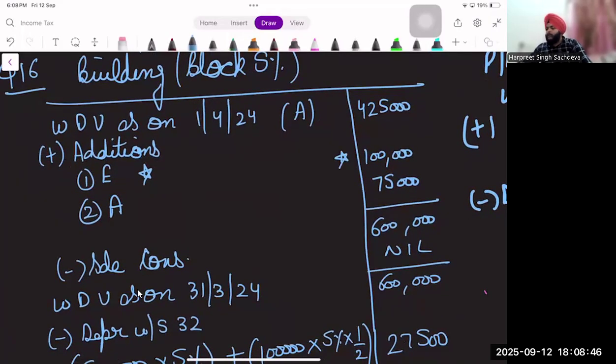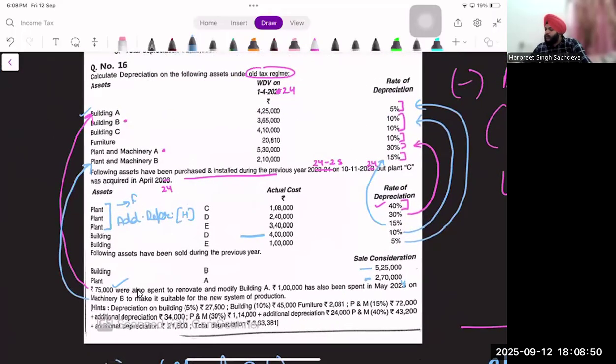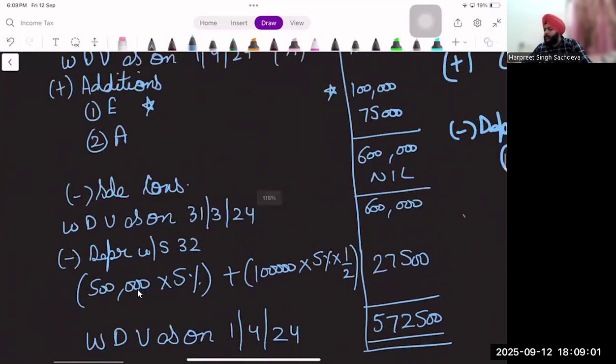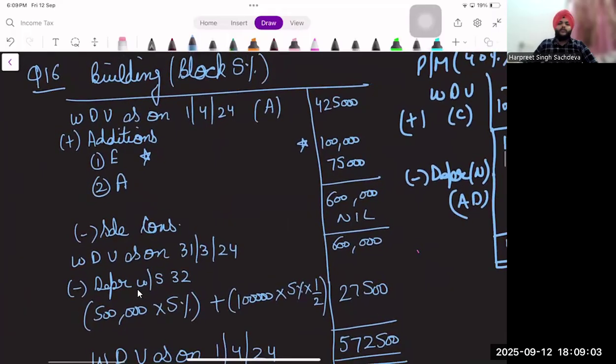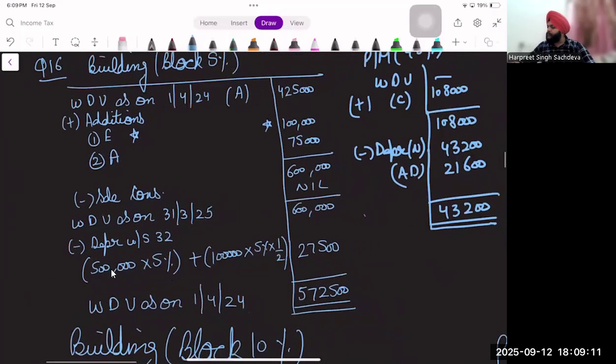And building A was just renovated. So modify, and its date is not given. So that will not be taken as a star. Okay. Then no sale consideration is there. WDV as on 31st March 25, we have got depreciation to be applied.